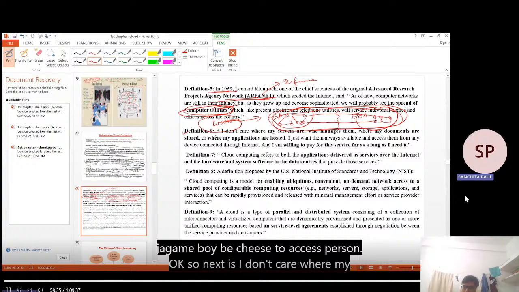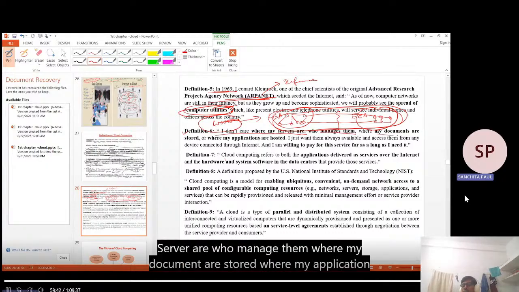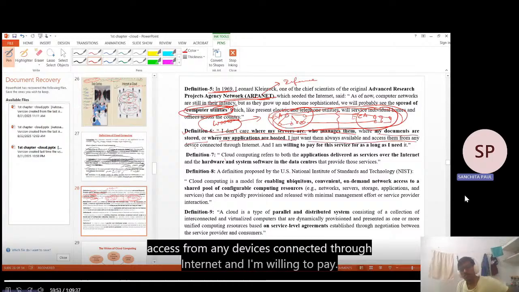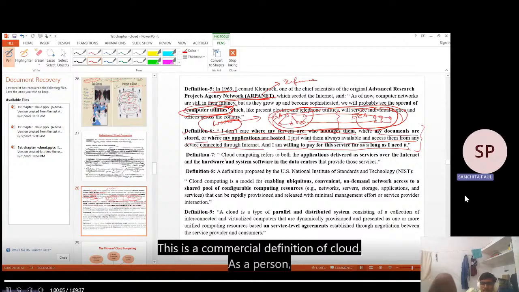Okay, so next is: I don't care where my servers are or who manages them, where my documents are stored. Okay, where my applications are hosted. I just want them always available and accessible from any device connected through the internet. And I'm willing to pay for these services as long as I need. This is the actual definition of cloud. This is a commercial definition of cloud.